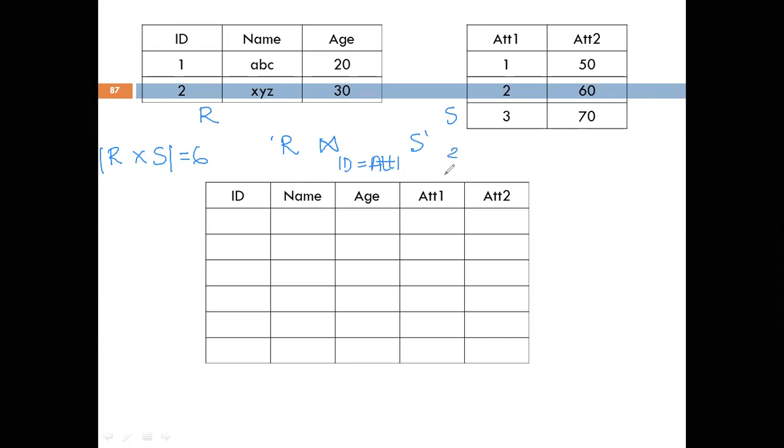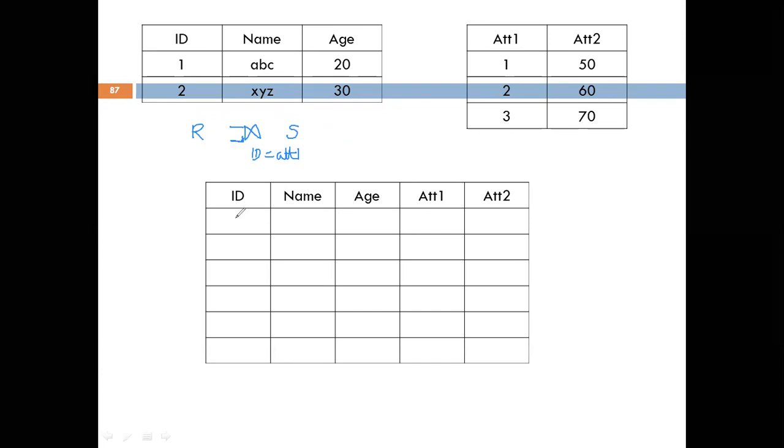So this example we had discussed in our last class. Now let us see how the outer join works. First let us consider the left outer join R. Left outer join means the line should appear on the left side. S. And on what attributes we are joining, we have to write over here. So that is id is equal to att1.